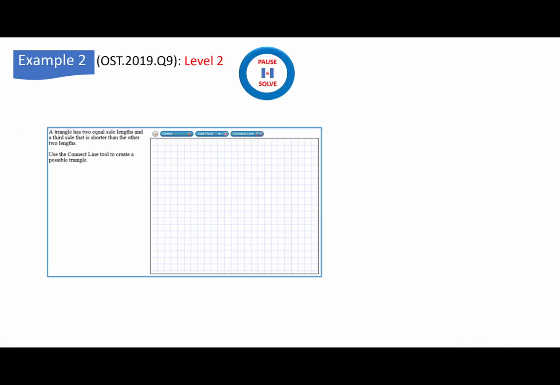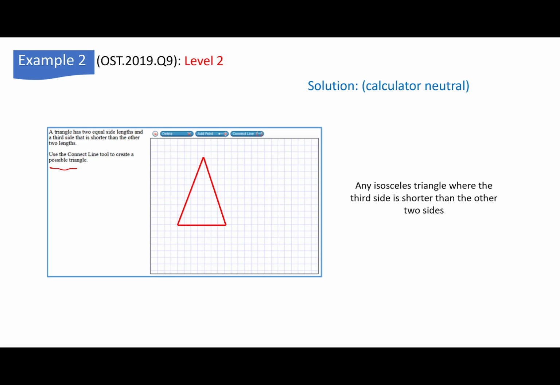Example 2. A triangle has two equal side lengths and a third side that is shorter than the other two lengths. Use the connect line tool to create a possible triangle. A possible triangle means there will be more than one good answer. So here's an answer here. Actually, any isosceles triangle where the third side is shorter than the other two sides would do the work. So if you want another one like that, here's one. As long as you have these two like that.